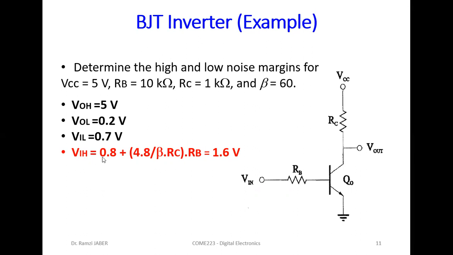For the V input high, we use this equation. The calculation gives us the voltage input high equal to 1.6 volts. So any voltage input below 1.6 volts, the transistor will be off, so the output equals 5 volts. Okay, this is voltage input high.